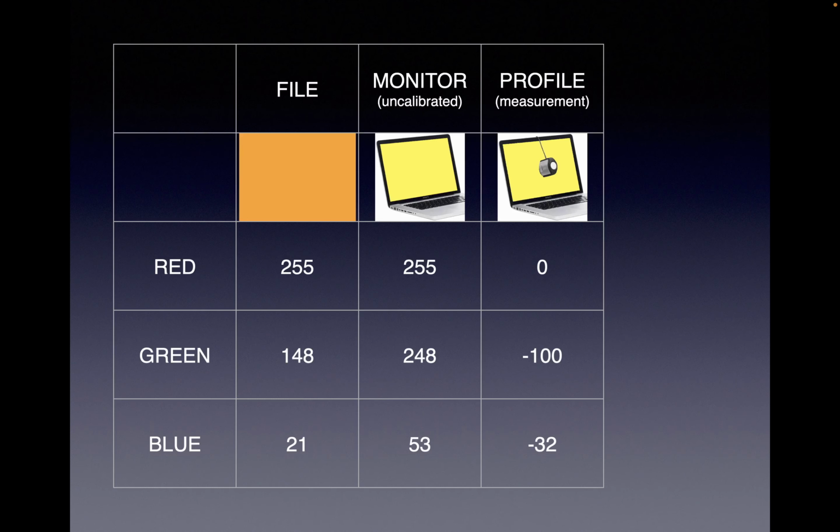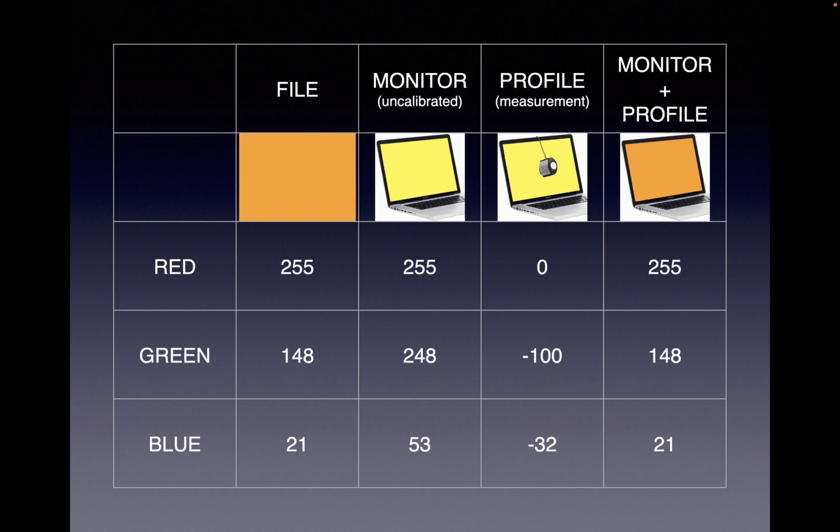And then it looks at the blue and it says, okay, the file's asking for 21 blue. My screen is giving me a 53 blue. I need to knock 32 off of this so that they match. So once you've calibrated your monitor and built the profile for it and are using it, the profile corrects the mismatch here, and ultimately the file color that was asked for is what you get on your monitor. This is now 255 red, 148 green, and 21 blue.